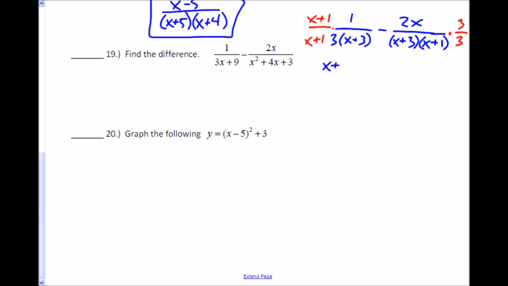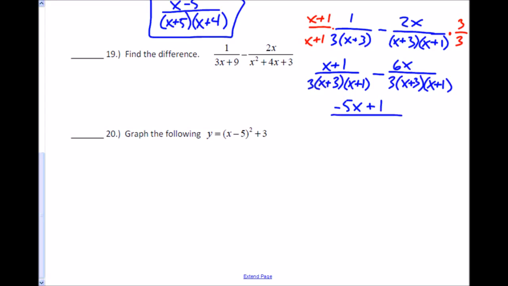So my numerator here is an x plus 1. The denominator I'm just going to leave once again in factored form. So I just write all 3 of these factors. And now I can subtract these numerators, denominators stay the same. When I subtract, it gives me a negative 5x and a plus 1. And it's all over the 3x plus 3, x plus 1, and that's it. We subtract the numerators, denominators stay the same.